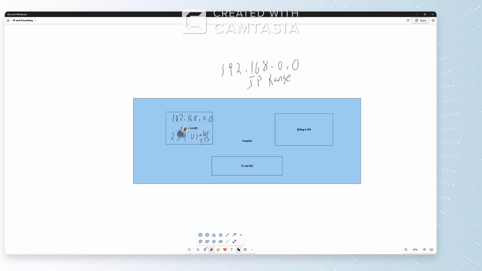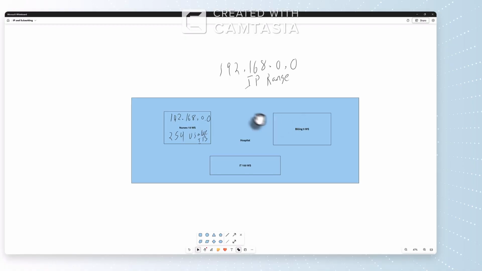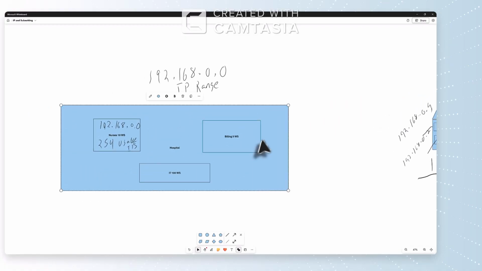Cool. That covers this. We have 10 nurses. We have 254 available addresses. Awesome. Over here, we have 5. All right. No big deal. What I could do here is give you an IP range of 192.168.1.0. Now, this goes all the way up to 255 too.